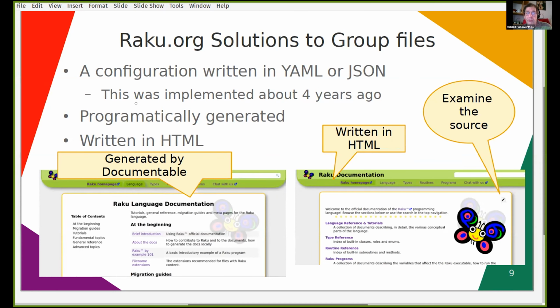There was an attempt to write a configuration file in JSON, I think it was, or in YAML, about 4 years ago, where all of these were listed, and then Documentable took out that list and then generated this language file based on the JSON file. That seems to me to be wrong. We need to have Rakudoc blocks for describing the collection of data, the metadata of a group of files.